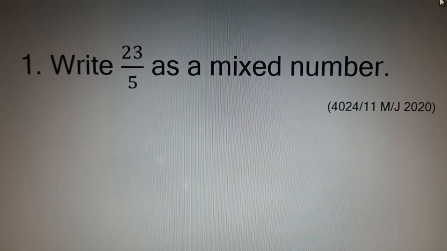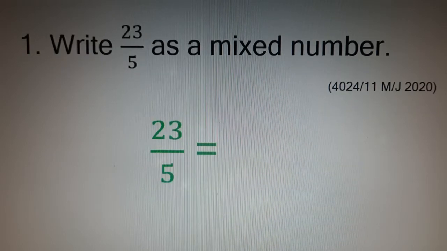Question number 1. Write 23 upon 5 as a mixed number. Here you are given an improper fraction and you have to change it to a mixed number. 23 over 5 is an improper fraction, so you have to divide its numerator by its denominator. Divide 23 by 5. How many 5s are there in 23?